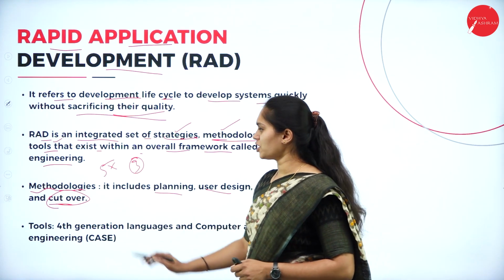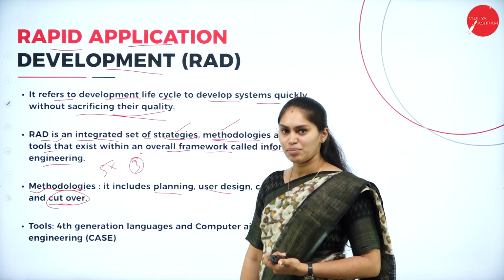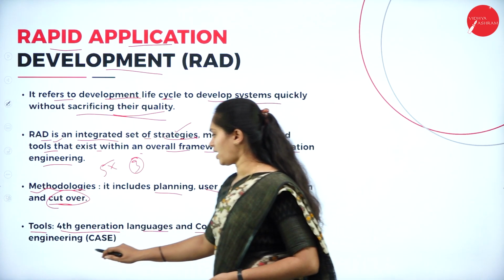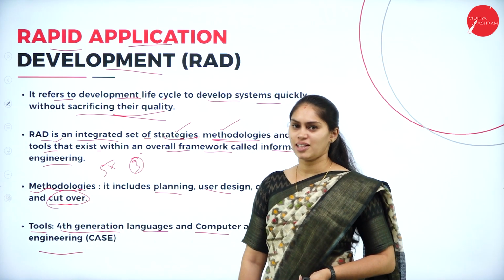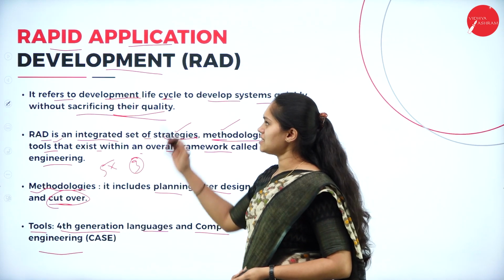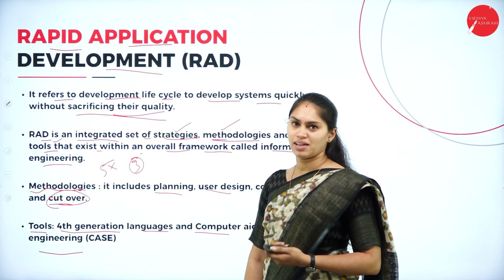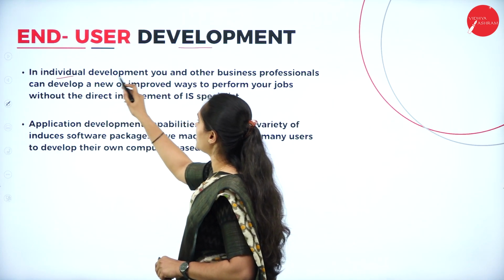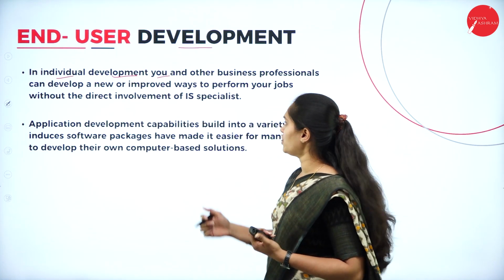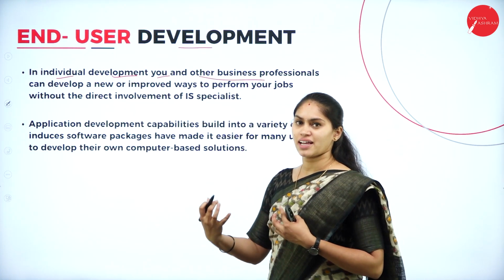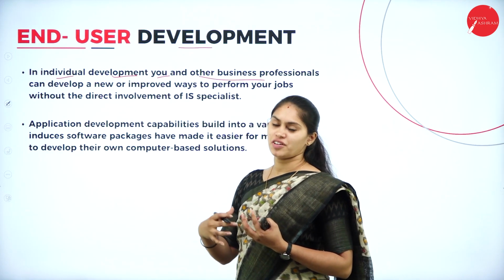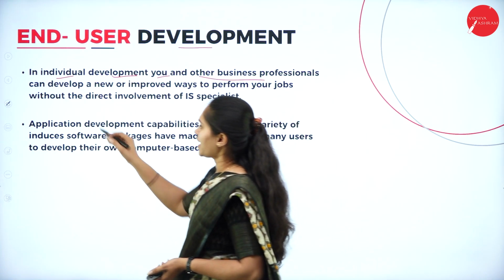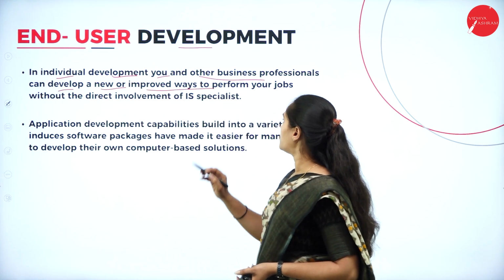Then what tools are they going to use to implement rapid application development? They use fourth generation languages and computer aided engineering, which we call CASE. This is regarding rapid application development. In end user development, an individual develops, like you and your other business professionals, by integrating with another business professional or a systems analyst. By the integration of those 2 people, they can develop new or improved ways to perform your jobs.